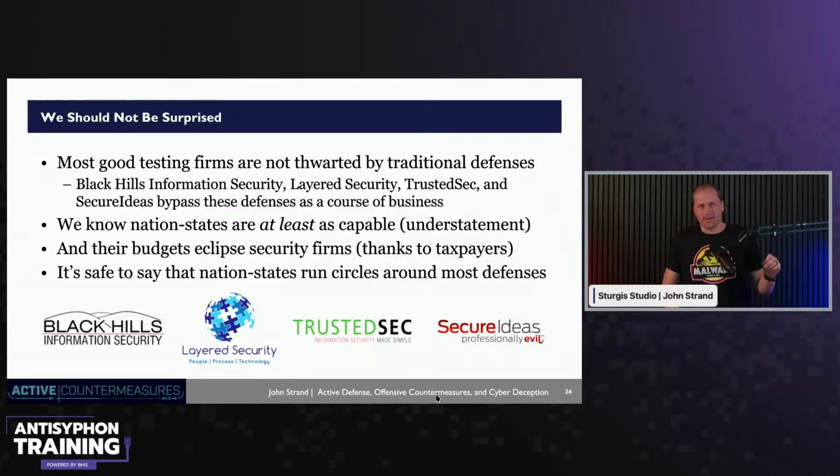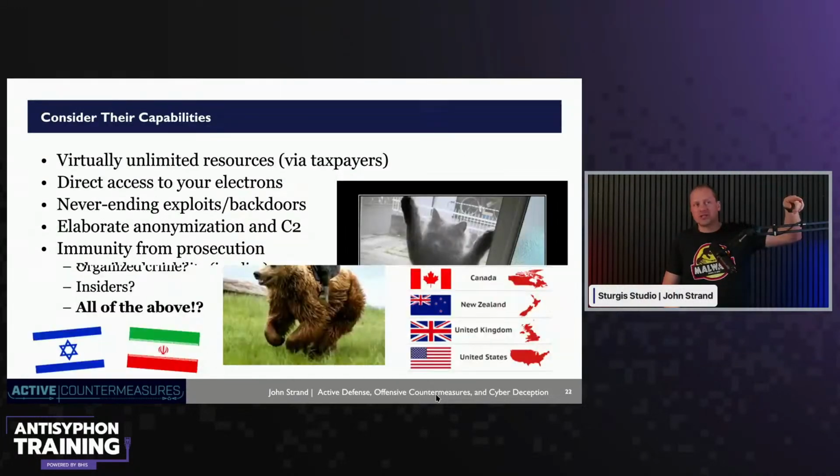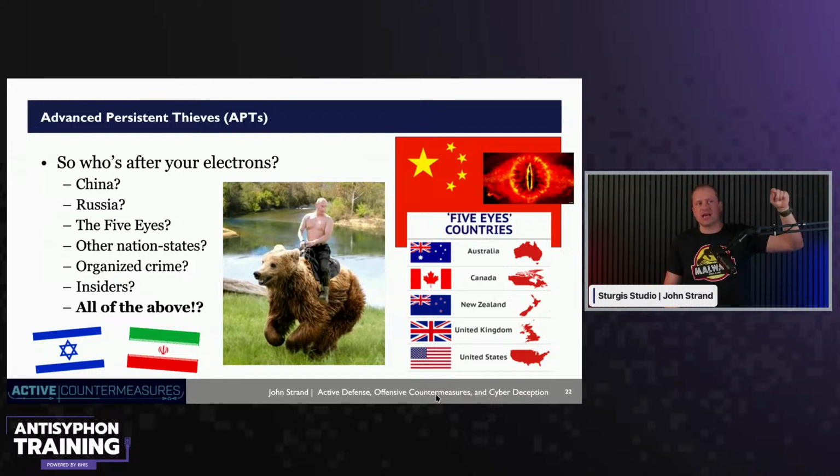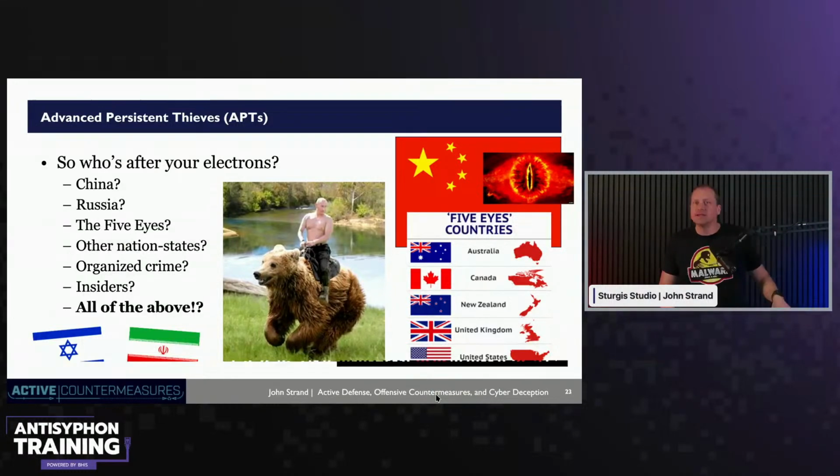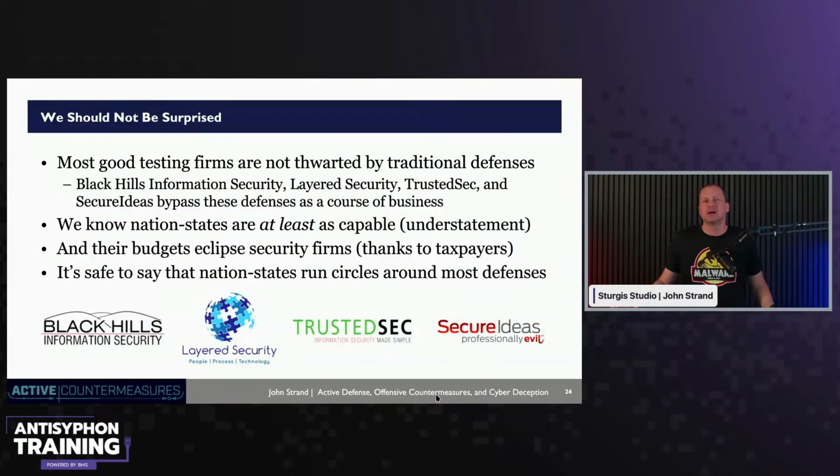Do you think that when we're talking about the Russians, the Chinese, the NSA, the Five Guys, organized crime, Five Guys, is this an intelligence community or a burger joint, right? The Five Eyes organizations that are out there. Do you think that they have at least the skills of these firms that are listed here? Do you? Think about it. These nation states are at least as capable as the firms that I listed.